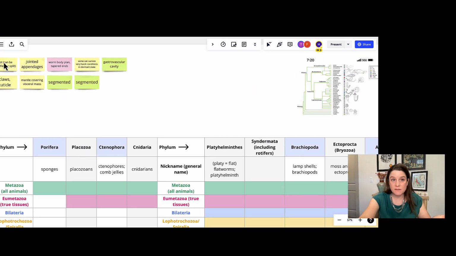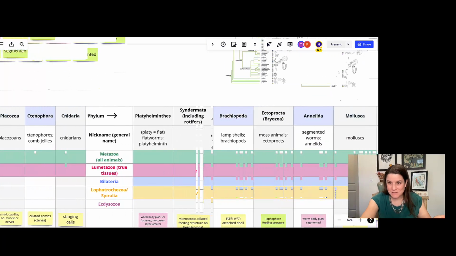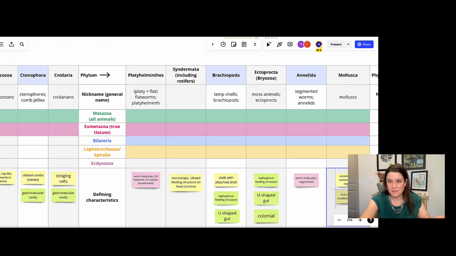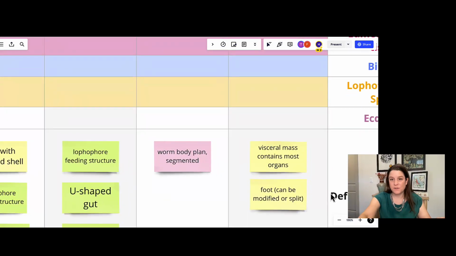They also have a foot. So it doesn't look like our foot, but it's how they move. So the foot can be like their actual body they crawl on, like a snail. The foot can be split into arms, like an octopus or a squid. The foot can be really hard on the side of a clam.